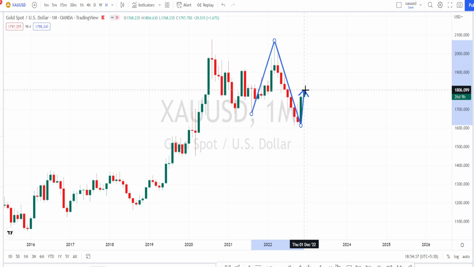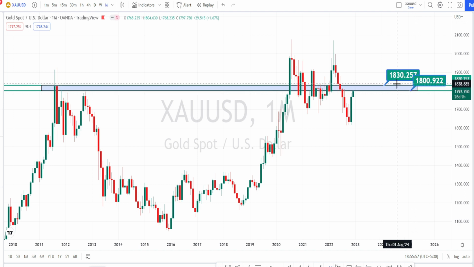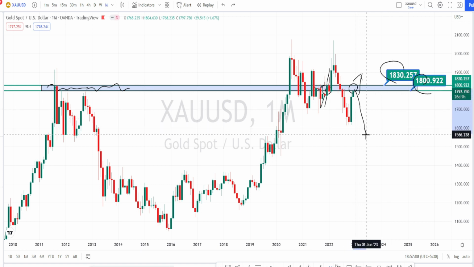When we mark the resistance levels based on the previous price action, this area between 1830 to 1800 is currently acting as a very strong resistance zone for the current price action, and it has to gather enough volume in order to break this resistance zone. Otherwise we can expect the price action to bounce back and continue its bearish trend.